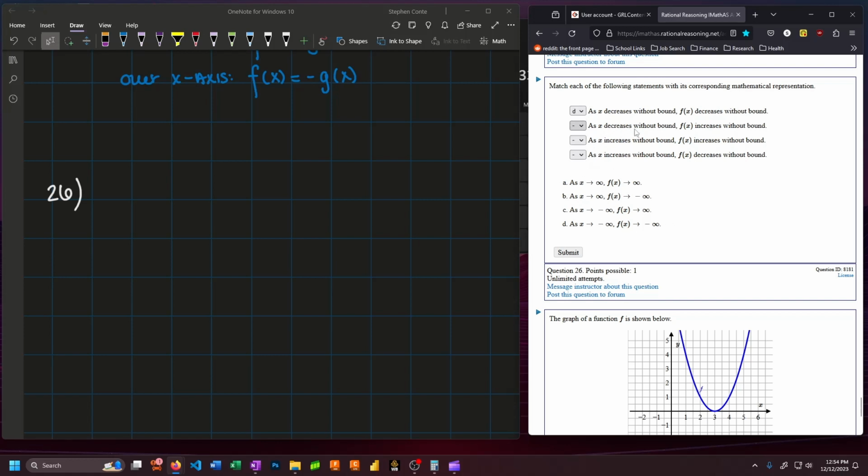As x decreases without bound, f of x increases without bound. The only other option there is c. As x increases without bound, f of x increases without bound. That has to be a. As x gets larger and larger, f of x also gets larger and larger, so it also tends towards infinity. And then the last one is just b.